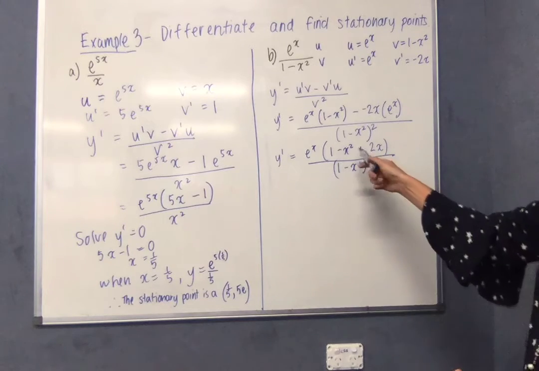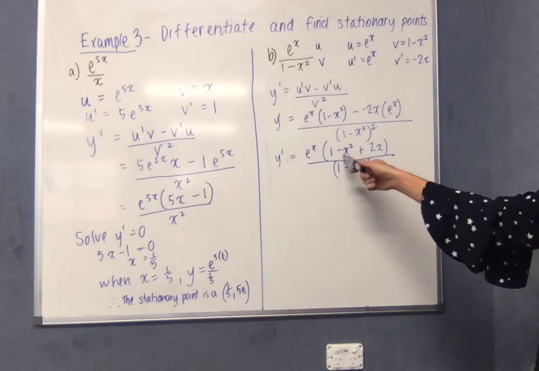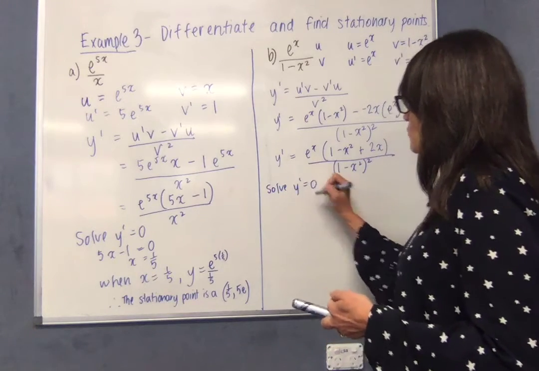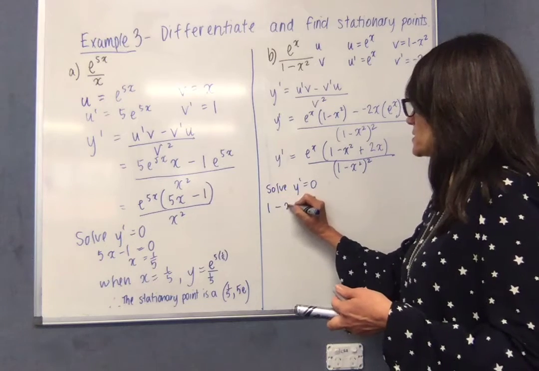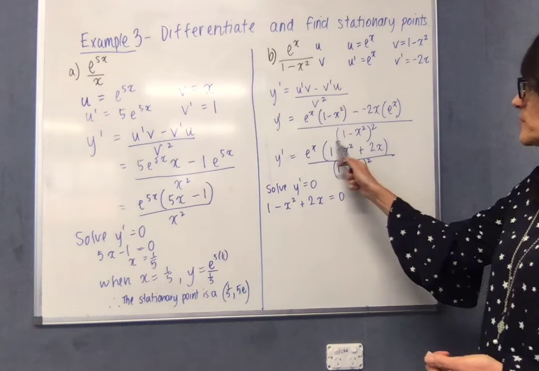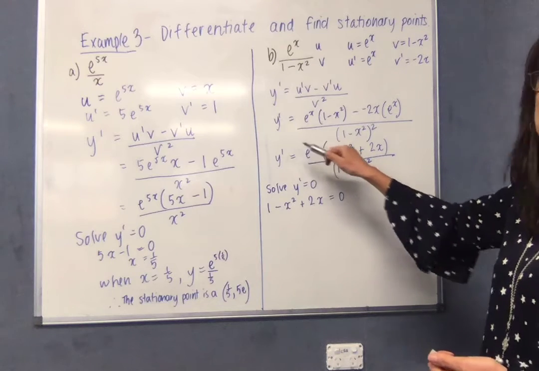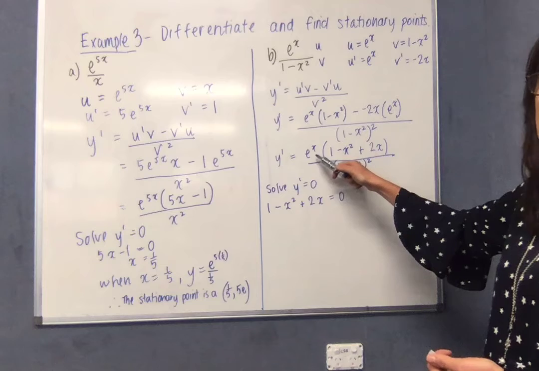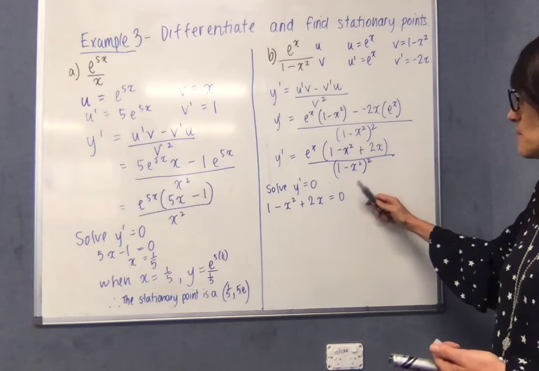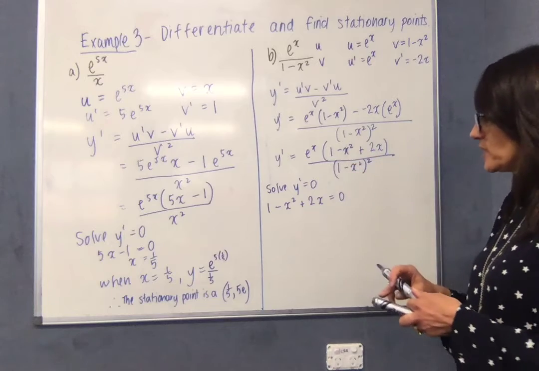Now hopefully you can see that what we've got in here is a trinomial, and what we need to do is actually solve this trinomial equals 0. So we're going to solve y dash equals 0, and in doing so we're going to solve 1 minus x squared plus 2x is equal to 0. Now remember, the reason why we're just focusing on this part of our derivative is there is no solution for when e to the x will equal 0. Think about the graph of an exponential function, and we can't have a 0 denominator because that would give us an undefined result. So we're going to focus on this trinomial in here and solve that equal to 0.